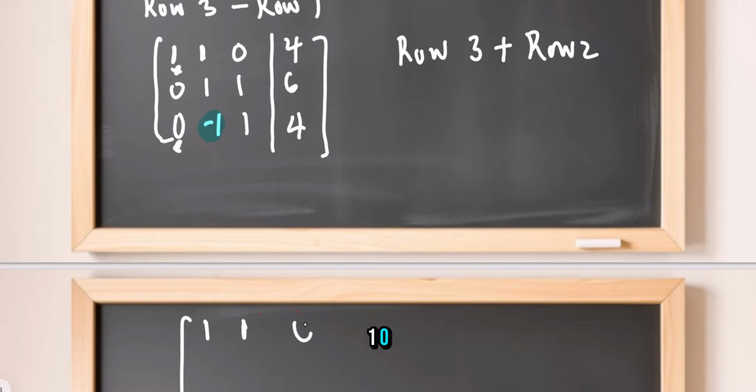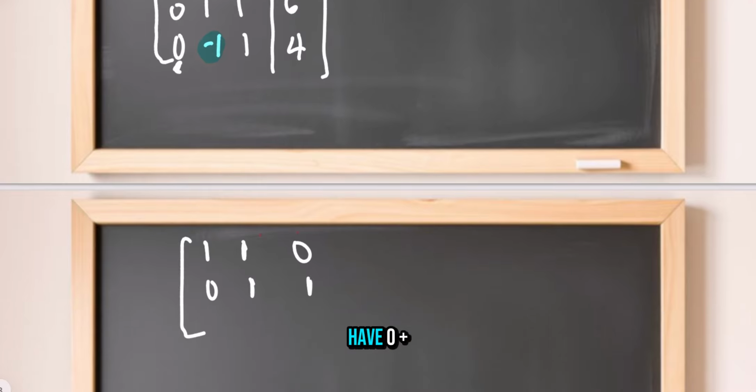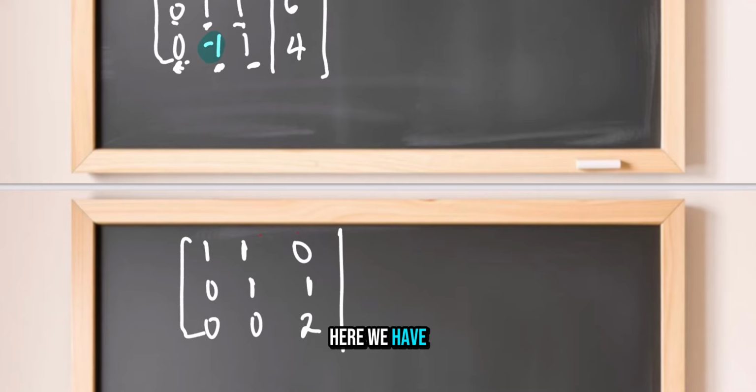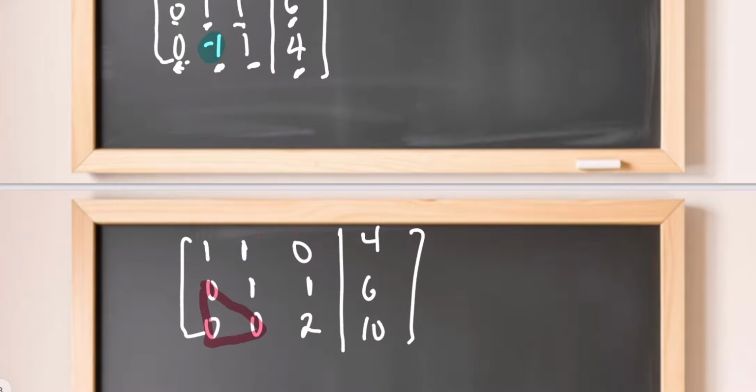We have 1, 1, 0, 0, 1, 1. Now, here we have 0 plus 0 to be 0. Negative 1 plus this 1 gives 0. And 1 plus 1 gives 2. Here we have our 4. We have our 6. So 4 plus 6 here gives 10. Finally, our objective has been matched. And what is our objective? We want the whole of this to be 0, so we can have the upper triangular matrix.